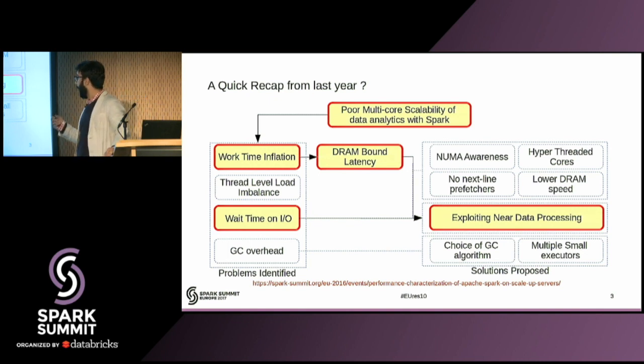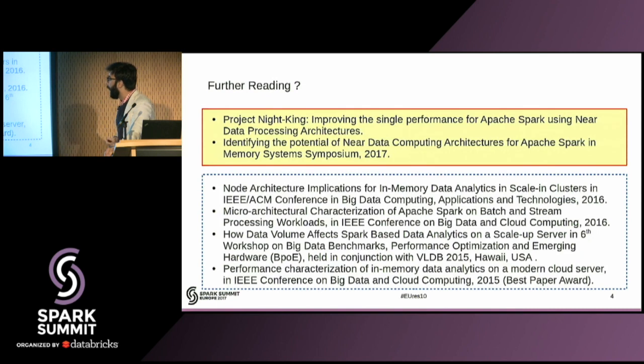So this year, I'm going to talk about what I've been doing since then, which is exploiting near data processing. That's where the focus of the talk is. I call it Project Night King, which aims at improving the single node performance of Apache Spark using near data processing architectures. We have recently published a paper at an international symposium where we looked at the opportunities of these architectures for Apache Spark. If you want to read about other things, I also have 4 papers available on my profile, so you can read those as well.